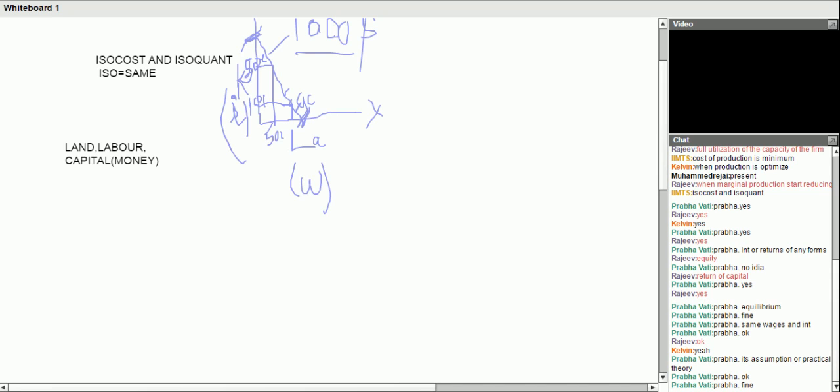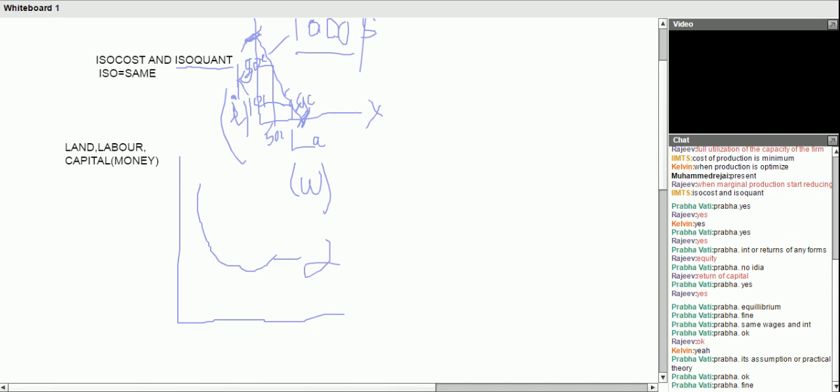Now, next heading is isoquant. Now, what is this isoquant? Iso means same and quant means quantity. So it is a graph which shows the same quantity of output that will be manufactured using the various combinations of factors of production. Now if I draw it, it will be in the shape of a curve like this.